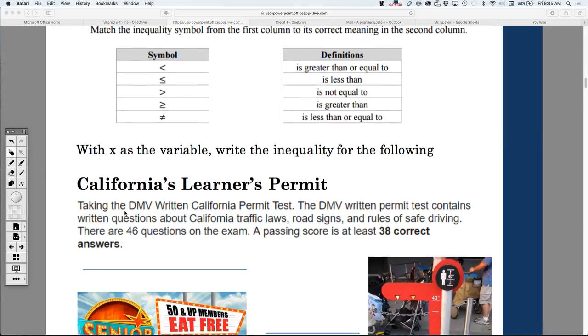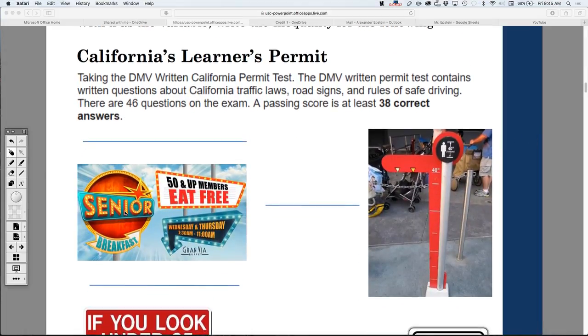California's learner's permit. How many people have their learner's permit? How many people have their driver's license? Okay, that's a little bit more scary. Tell me when you're going to be driving, okay? I need to know so I can get off the road. Oh, no. No, but like when you're on the road, let me know, yeah.